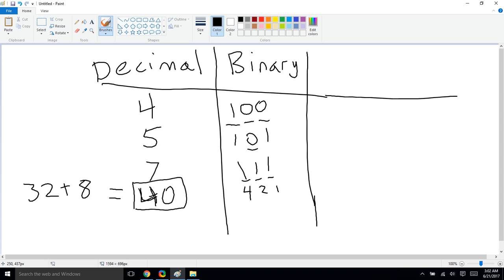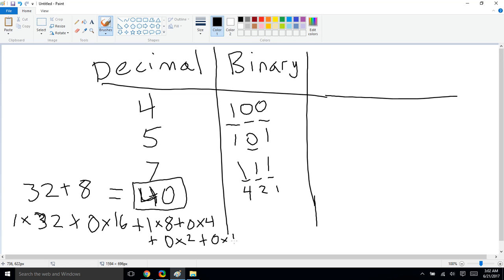Those are powers of 2, and that's the only way to write 40 as a sum of different powers of 2. Now, if you know that 40 is the sum of these powers of 2, then this is 1 times 32 plus 0 times 16 plus 1 times 8 plus 0 times 4 plus 0 times 2 plus 0 times 1.